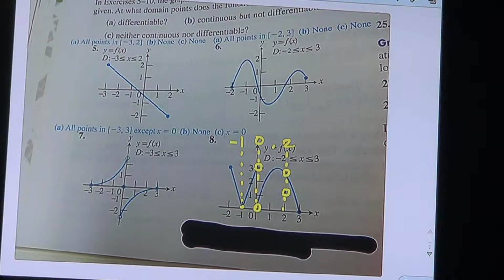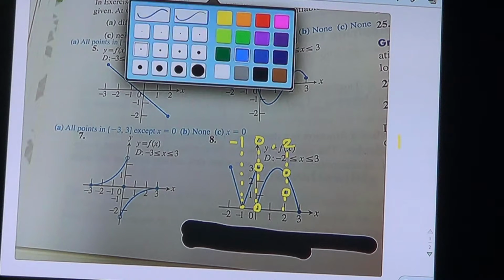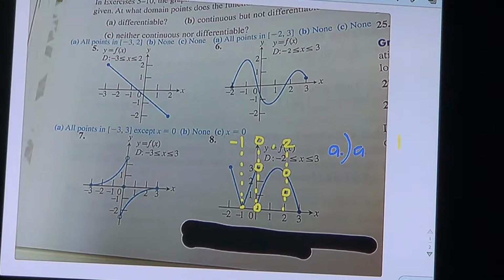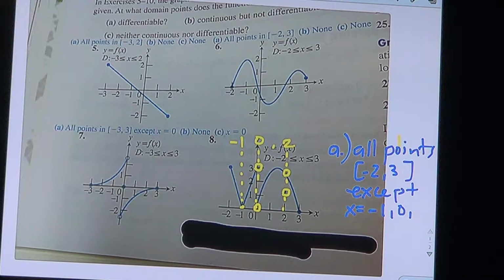Okay, so for A, it says where is it differentiable, so it's differentiable at all points in the interval, which would be from -2 to 3, except where x equals -1, 0, or 2. That's where it's differentiable.